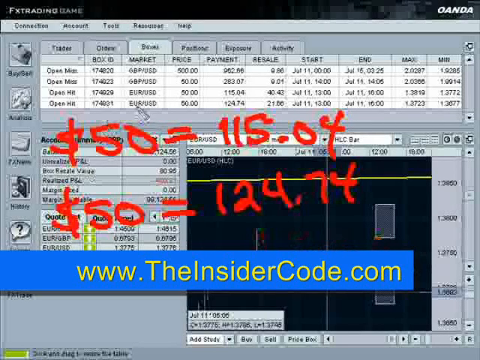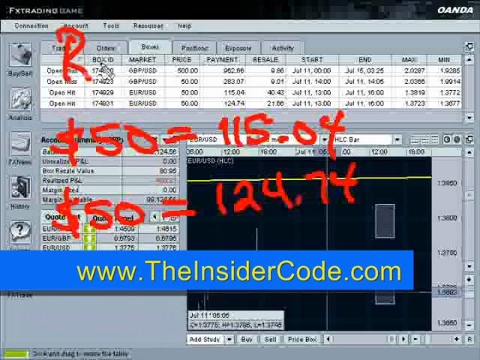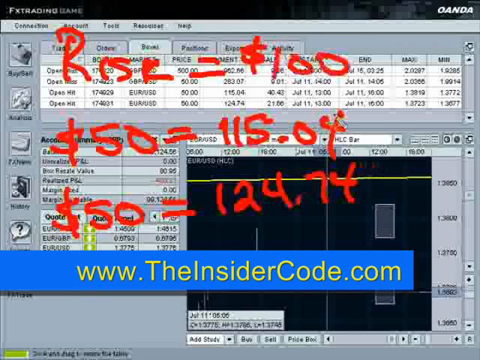What does that mean? We're out the $100. So that would be a loss of $100. Okay, so our risk at this point is $100. Okay, erase all that. So we'll put that up here. Risk equals 100.